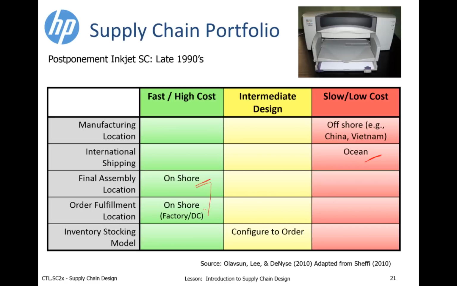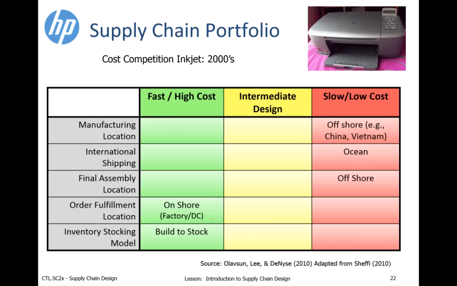And they did all that in the more expensive areas, but still they achieved a lot of benefits by manufacturing from a very low-cost location. Now their inventory stocking means they configure to order. So they get the raw material, the vanilla printer, and then they customize it close to shore. But this didn't last as long.